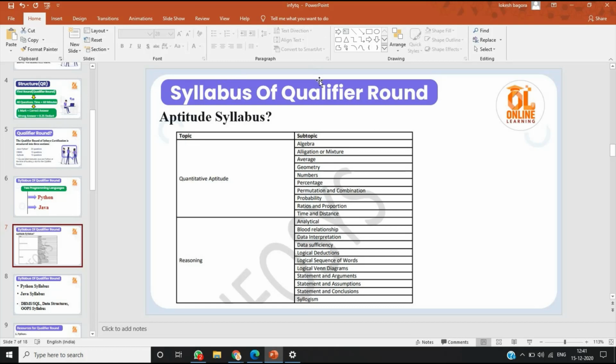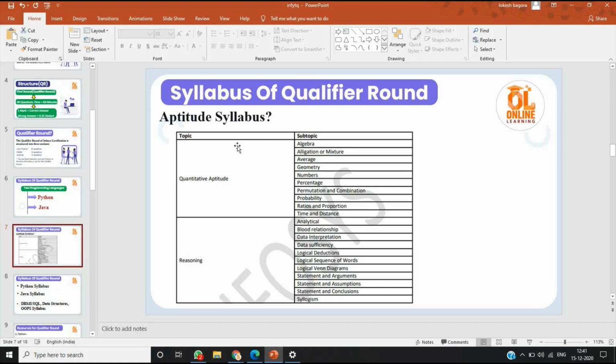So friends, these are the aptitude syllabus. The aptitude syllabus is the same for the Java candidates and for the Python candidates. It means you can select either language, Java or Python, and the aptitude syllabus is the same for everyone.